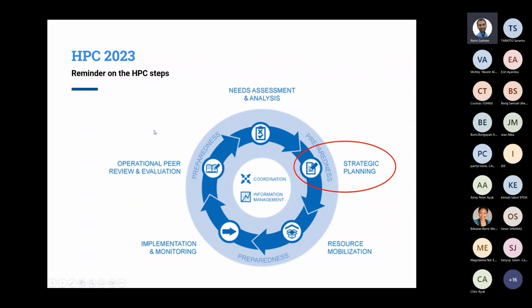So as a reminder, I believe many of you already know this diagram. The project module is within the phase of the strategic planning. We just finished the needs assessment and analysis phase. Right now we are in the strategic planning, and soon we will have the resource mobilization and then the implementation and monitoring of the cycle until the end of the next cycle, where we will have to review what we have done to prepare the new needs analysis for next year.